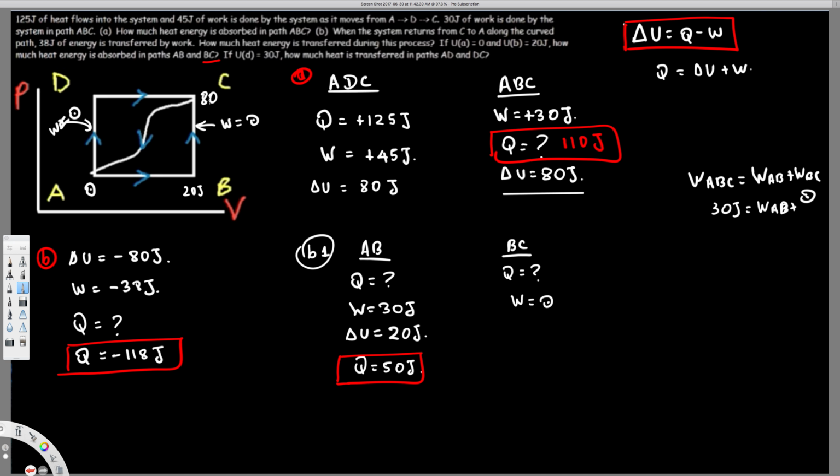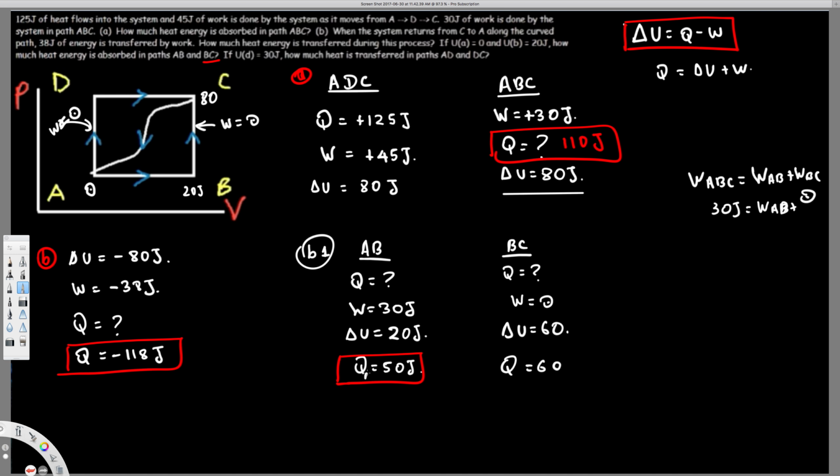So if U is 80 at C, what is going to be at BC? BC is going to be final minus initial. Final is 80 minus initial, that's 20. 80 minus 20 is going to be 60. So here we are going to have delta U that is equal to 60. If delta U is 60, we can calculate Q, because Q is equal to delta U plus W. Therefore Q is also going to be 60. So here we get Q.